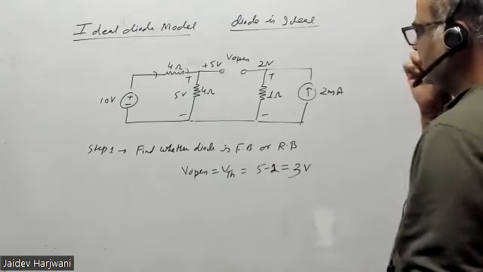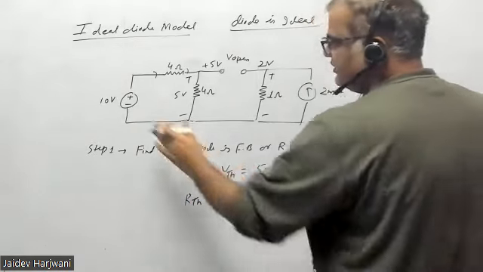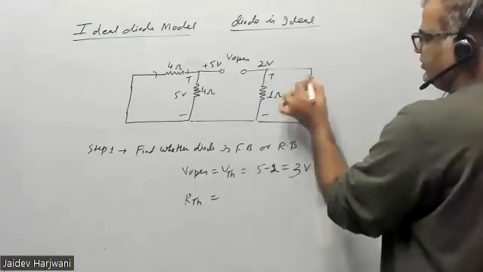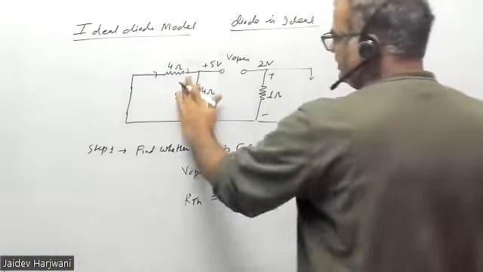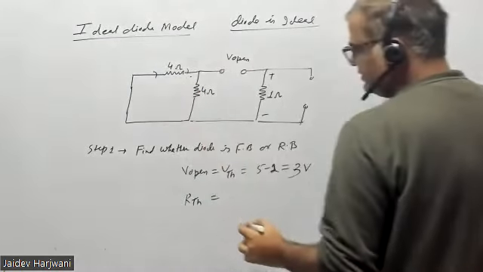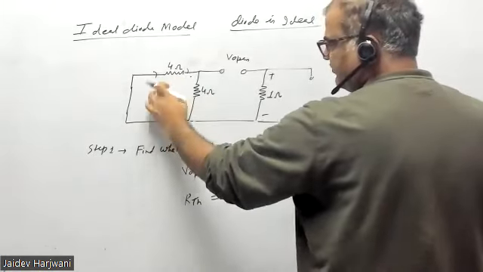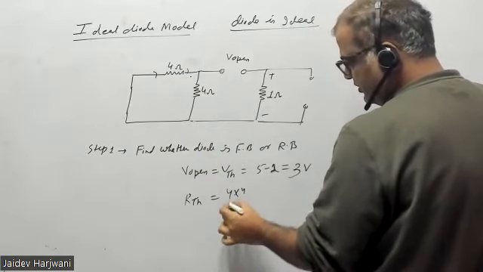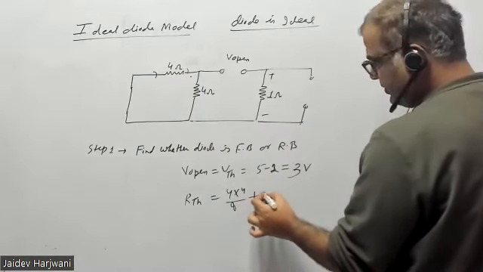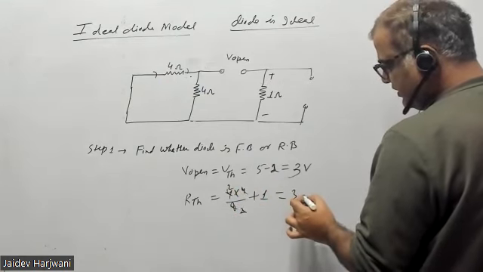Now next thing is you have to find the R Thevenin. For R Thevenin, you have to make the voltage source a short circuit, and the current source is open circuit. Now these two 4 ohm resistances are in parallel. 4 into 4 upon 8 gives you 2, plus again this 1 ohm, 1 ohm. So this will give you 1, 2, 2. Total is 3 ohm.